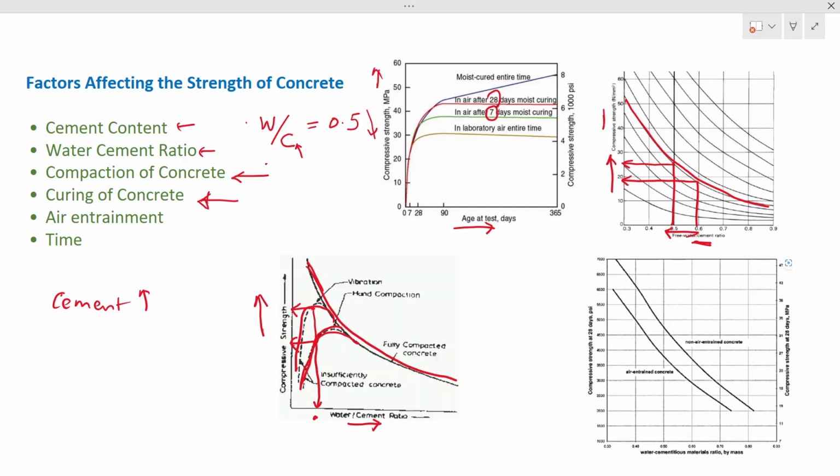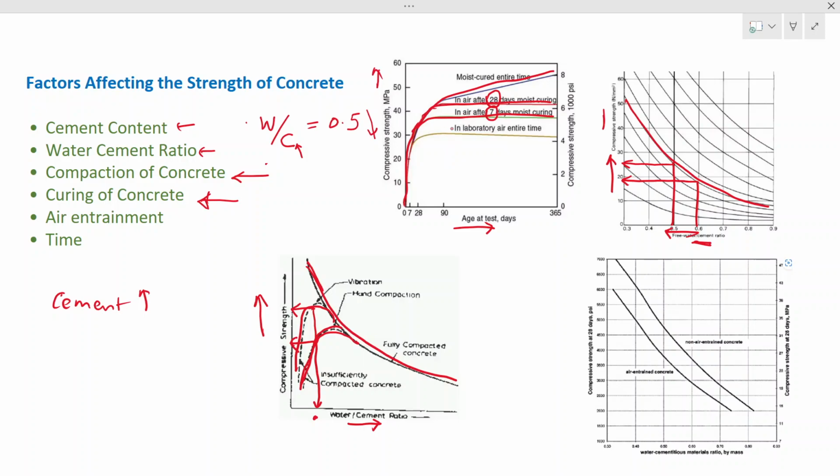I want to draw your attention to these two figures. You can see here, in air after 7 days of moisture cure. The second one is in air after 28 days of moisture cure. If you do the moisture curing for 7 days, your strength variation will be like this, right? Then if you do 28 days of moisture curing, your strength development will be like this. If you continue, then the chart goes like this.